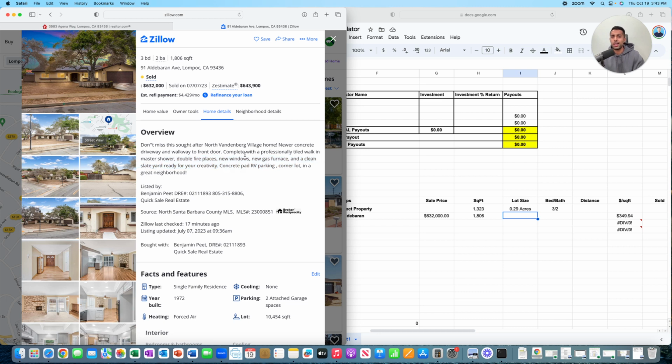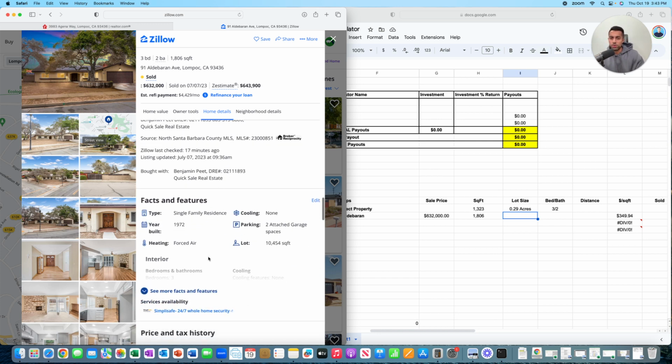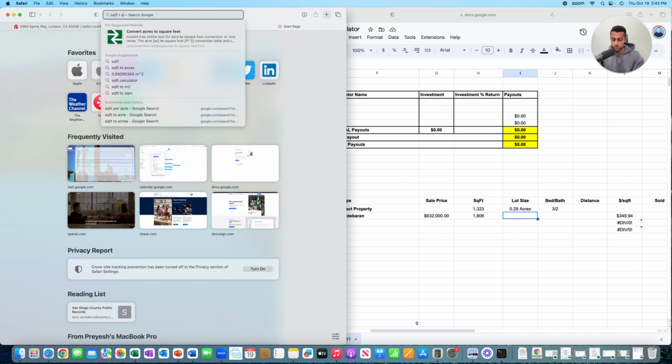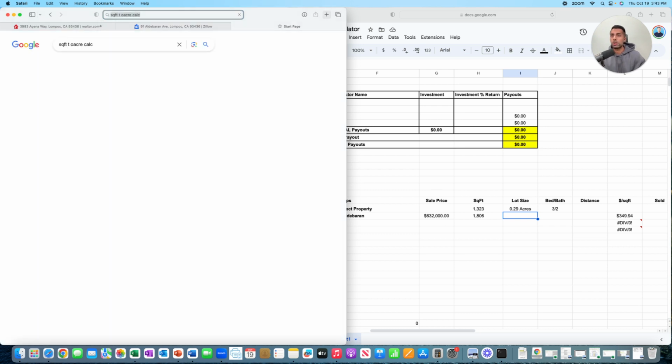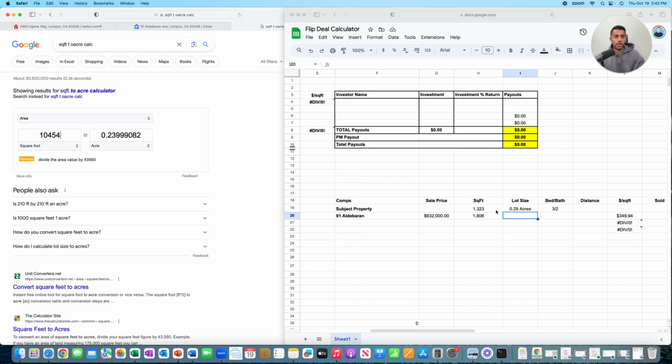Okay, cool. So there's a lot of different, and it's on a corner lot. So that's a premium generally in real estate. So that's awesome. So newer amenities. Okay, let's go into the facts and features. We're at 10,454 lot. Well, we're in acres right here. Let's just do square feet to acre calc. Okay, so remember it was 10,454. So we're at 0.24 acres.